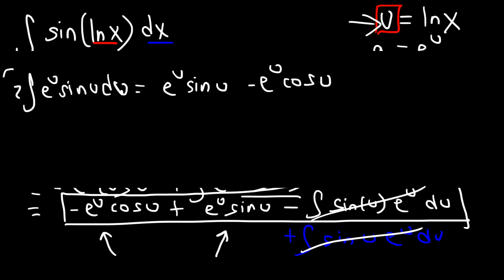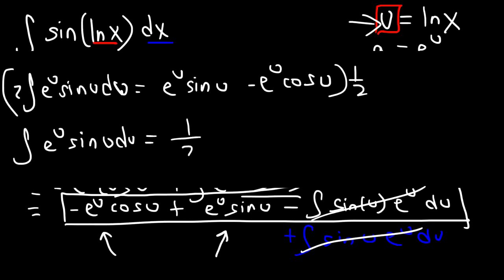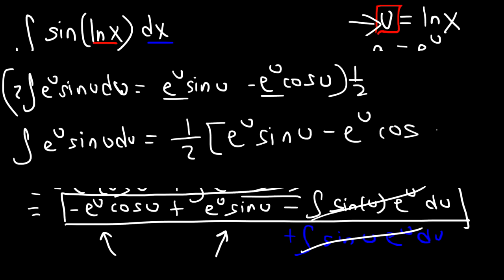So now I'm going to multiply both sides by a half because this needs to be a 1. And so the integral of e to the u sine u du is going to be 1/2, and I'm going to factor out e to the u. Actually, I'm going to leave it like that. So 1/2 times e to the u sine u minus e to the u cosine u, and then plus c.